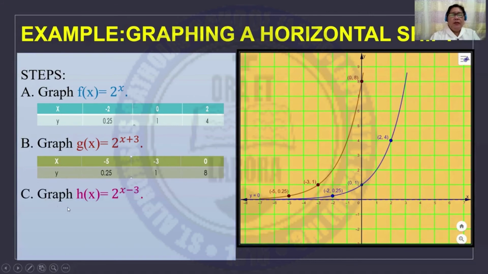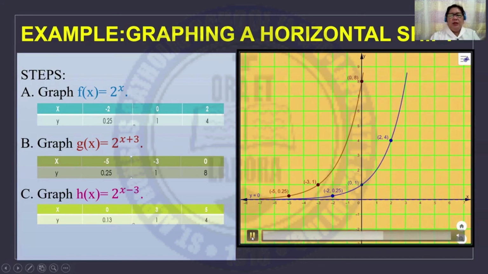And then graph the third function, h of x is equal to 2 raised to x minus 3. So the table of values we have, if x is 0, then y is equal to 0.125 or 0.13. Then 3, the value of y is 1. And if x is 5, the value of y is 4. Let us take a look at the graph. So, plotting the 3 points. First point, then the second point, and then connect.